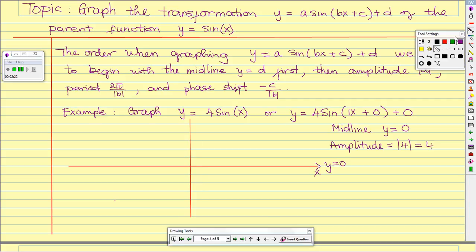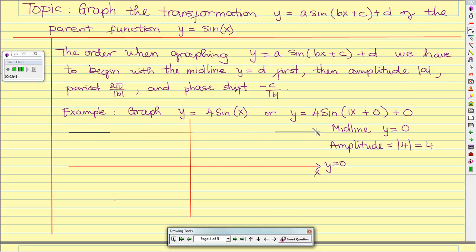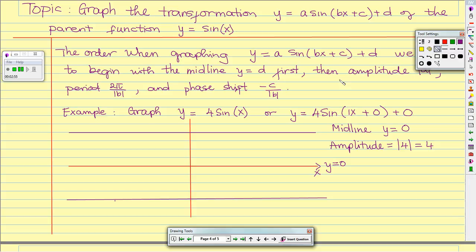So how can I draw those two lines? I will begin with the amplitude. From my midline, go up 4 units: 1, 2, 3, 4. So this will be my y maximum, 4. And from my midline, I will count 4 units down: 1, 2, 3, 4. Again, these are my amplitude. Therefore, this will be the y maximum, and this is the y minimum.